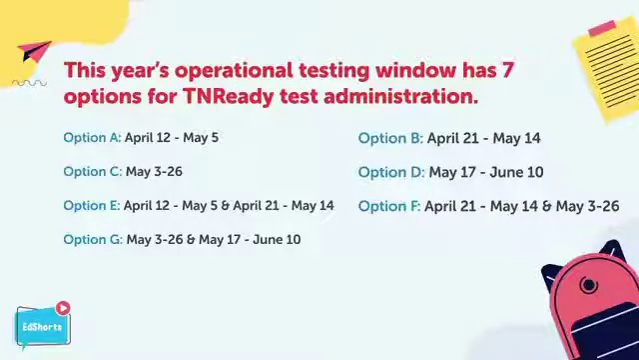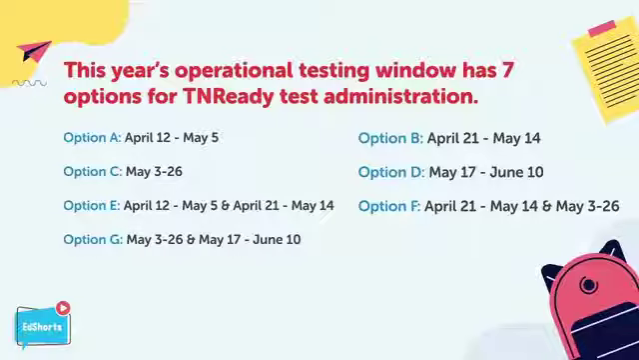This year's operational testing window has 7 options for TN Ready test administration. Option A, April 12th through May 5th. Option B, April 21st through May 14th. Option C, May 3rd through the 26th. Option D, May 17th through June 10th.